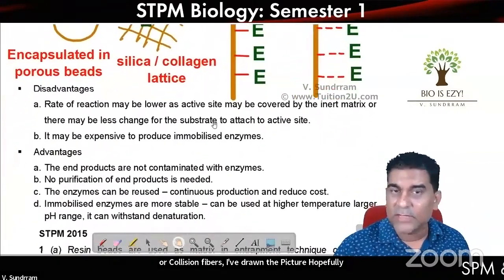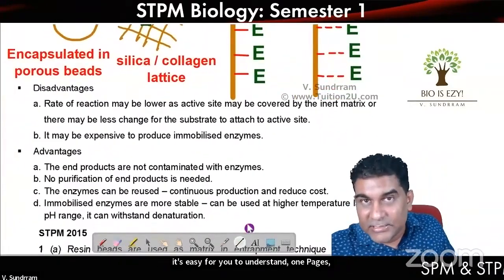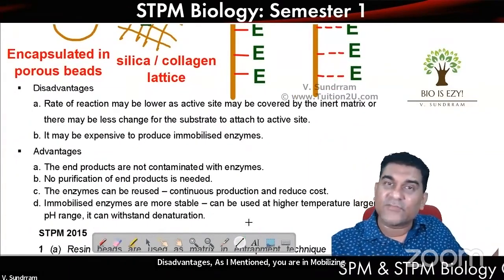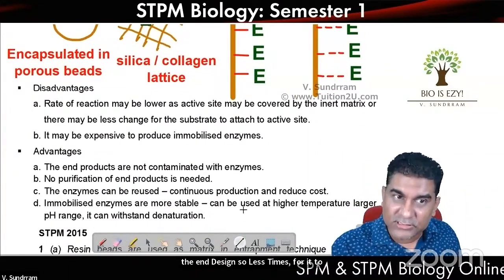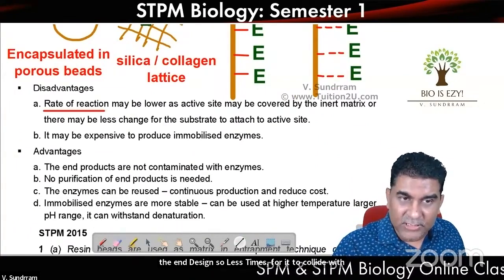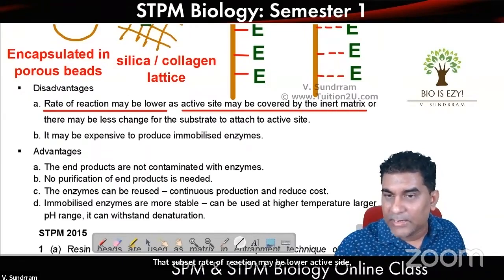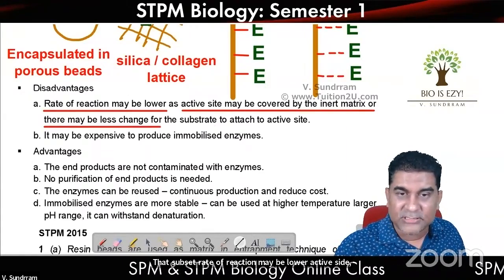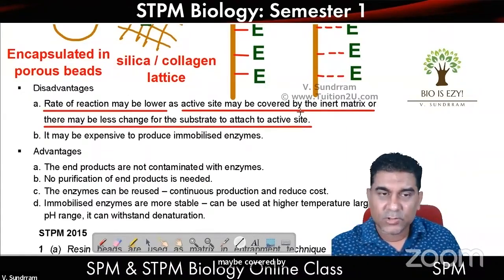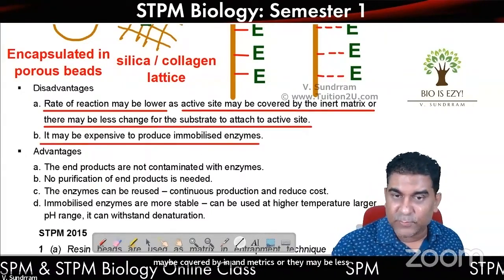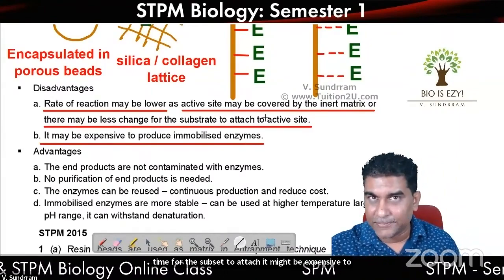Advantages and disadvantages. As I mentioned, you are immobilizing the enzyme, so there is less chance for it to collide with the substrate. The rate of reaction may be lower. The active site may be covered by the inert matrix, or there may be less chance for the substrate to attach to the active site. It might be expensive to produce immobilized enzyme.